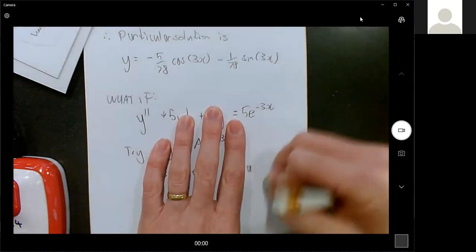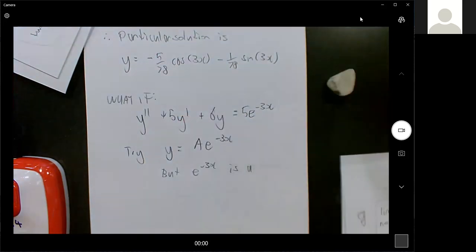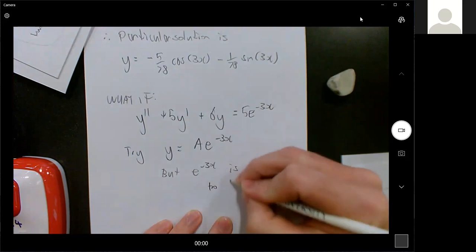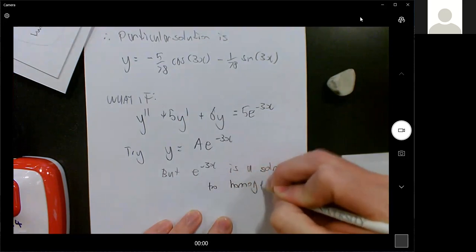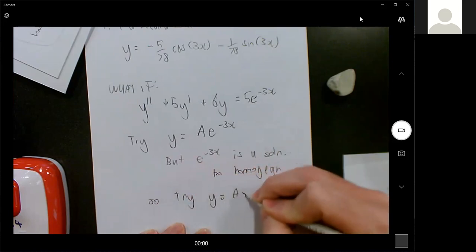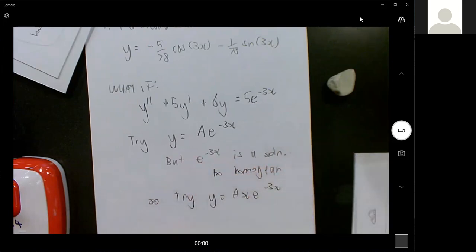Just a second, "homogeneous solution" is a bad phrase. The solution isn't homogeneous; the equation it's a solution for is homogeneous. So it is a solution to the homogeneous equation. So instead try y equals x times e to the minus 3x. And if x e to the minus 3x was also part of the homogeneous solution, you would try x squared e to the minus 3x. You just keep putting extra x's until you run out of bits of the homogeneous equation solution.